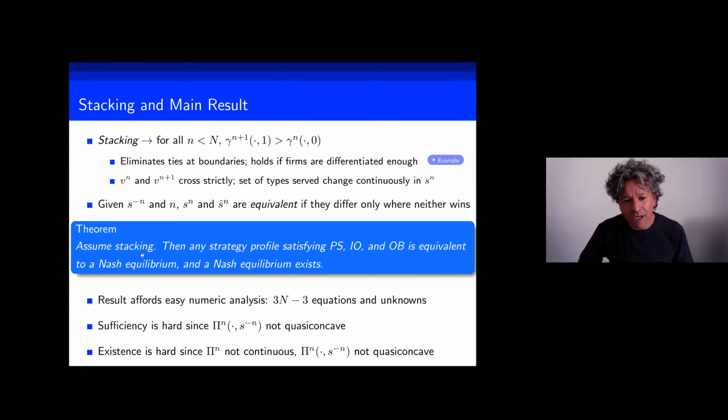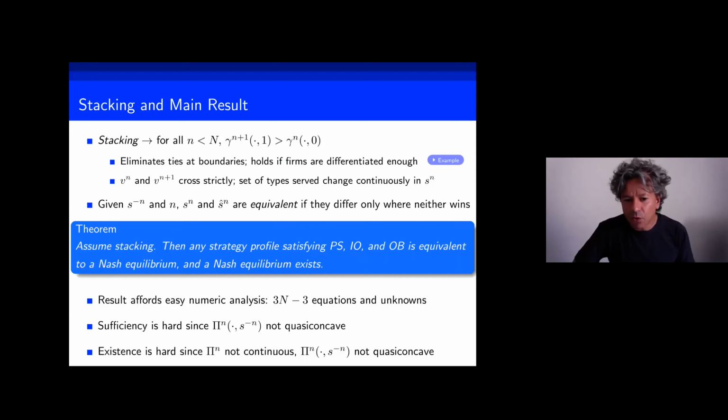if I have a strategy profile that satisfies positive sorting, internal optimality, and optimal boundaries, then that strategy profile is equivalent to a Nash equilibrium. That is, the strategies only differ where they don't win. And a Nash equilibrium exists, and we have existence here.